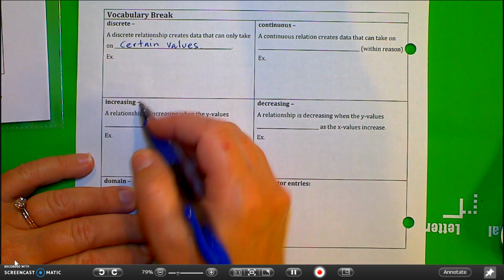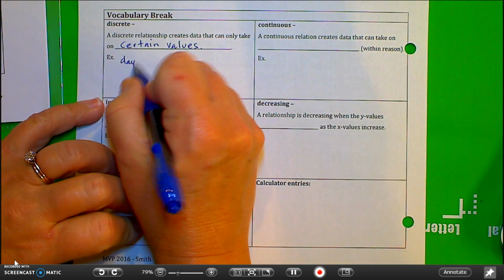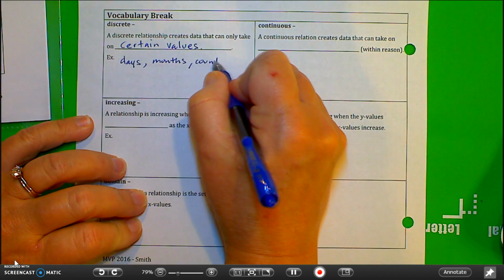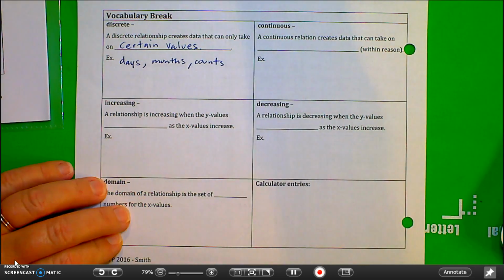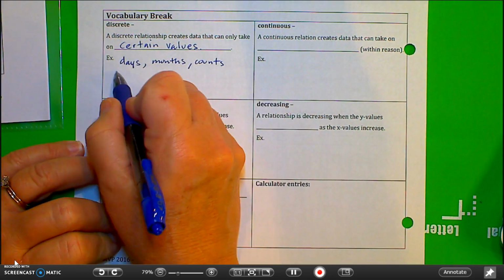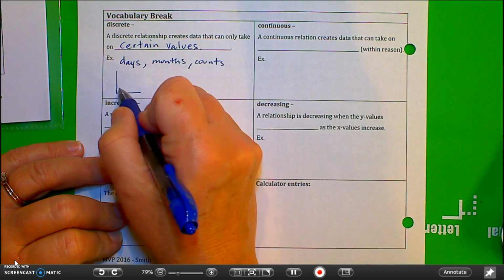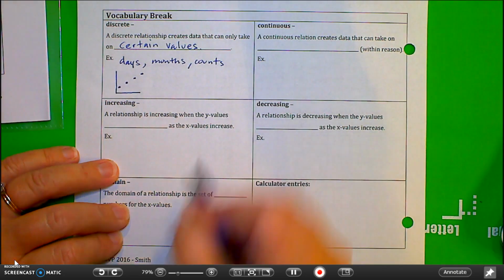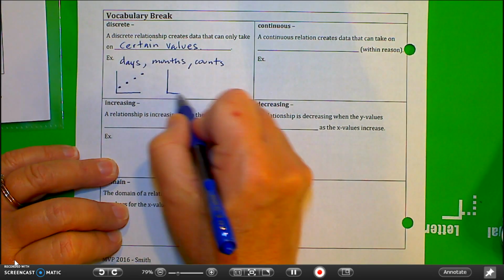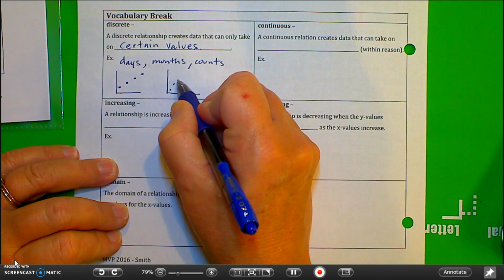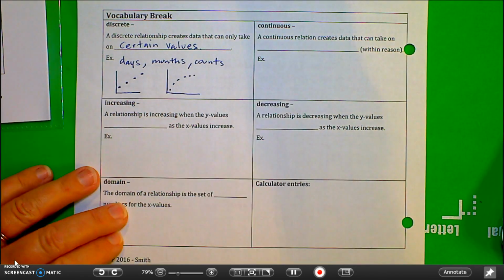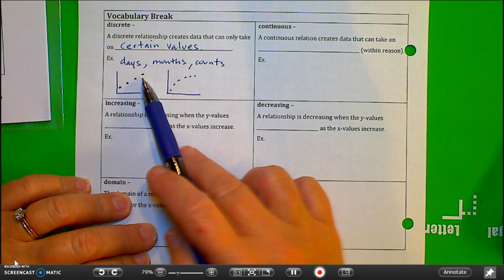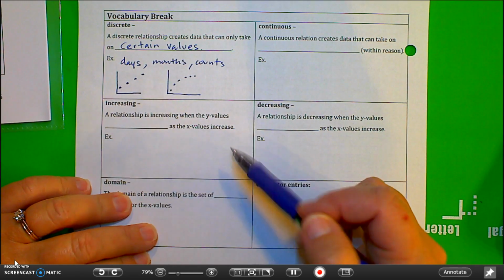So we'd have things like days, months, or counts that have to be whole numbers. If we're graphing a discrete relationship, when we plot the numbers, it's going to be just the dots is all we're going to plot. So that would be a linear version of it. If we had an exponential graph, it might have a curve to it. Those are discrete relationships, only certain values, no line connecting the points.